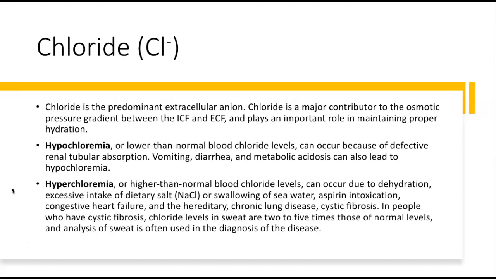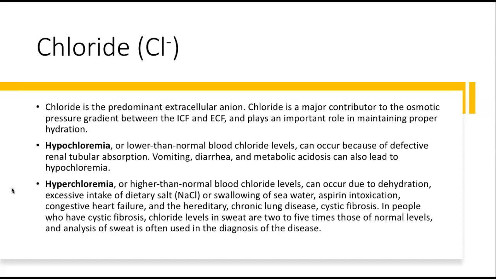It is the predominant extracellular anion. It's a major contributor to the osmotic pressure gradient between the intracellular fluid and extracellular fluid, and it plays an important role in maintaining proper hydration. Hypochloremia is a lower than normal blood chloride level, and it can occur because of defective renal tubular absorption, vomiting, diarrhea, or metabolic acidosis can also lead to it.